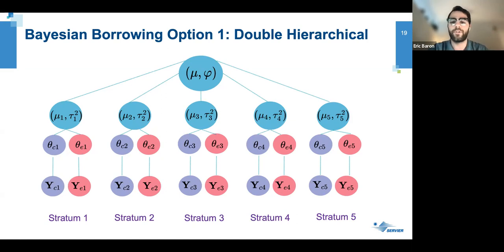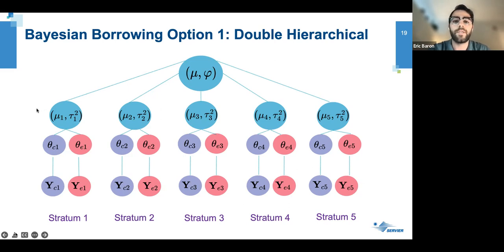Then, in a hierarchical framework, we assume that beta C1 and beta E1 both follow normal distributions with mean mu K and variance tau K squared for each of the K strata. And then, in a hierarchical framework, we set priors for an overall mean parameter and precision.